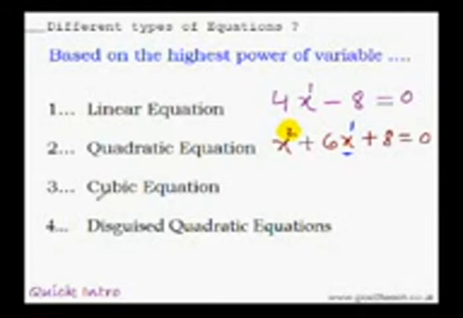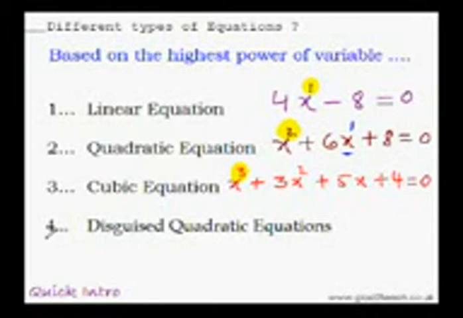Then the third type would be a cubic equation, and I'm sure by now you must have guessed that here the highest power must be cube, that is 3. The highest power is 3 for a cubic equation. So you must have realized by now that everything in mathematics follows a smooth pattern, and once we recognize that pattern, then everything else falls into its place. That is the beauty of mathematics. See, 1, 2, 3. Can you spot the pattern?